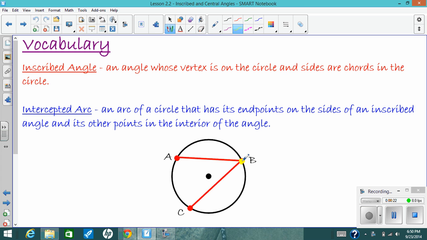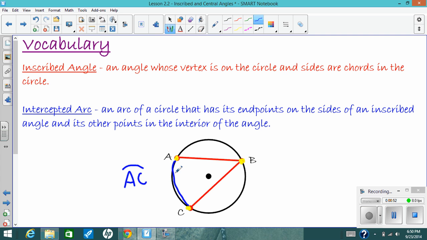So down here, that's point B. The vertex is on the circle. And the sides of this angle, side BC and BA, they're chords within the circle, so their endpoints are also on the circle. We would say that this angle ABC is inscribed within the circle. And it intercepts an arc. Arc AB is the intercepted arc.